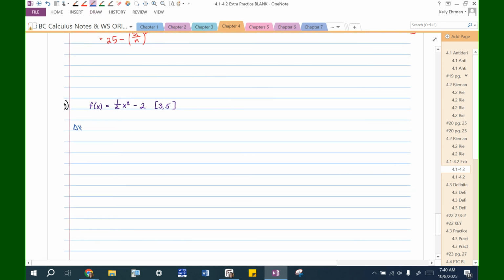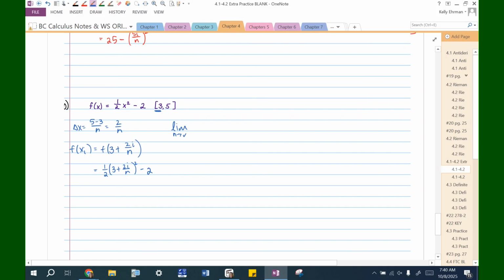Final problem. Start with your delta x. It's 5 minus 3 over n. That's 2 over n. F of x sub i is f of a, which is 3, plus delta x times i. Go ahead and plug that into the equation. That's 1/2 times this quantity squared minus 2.